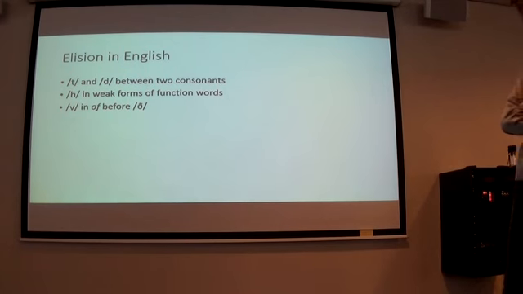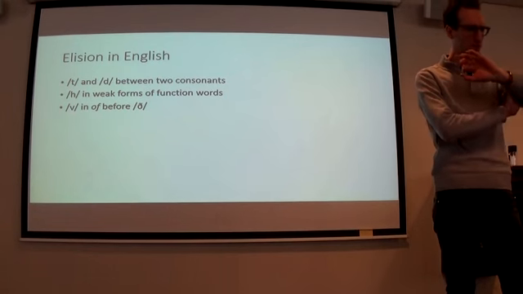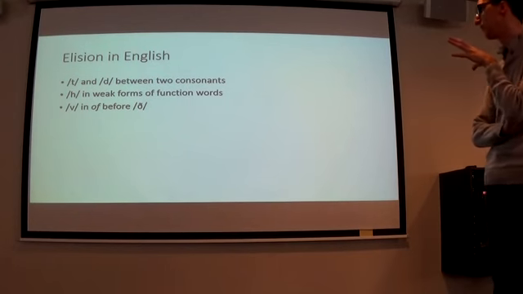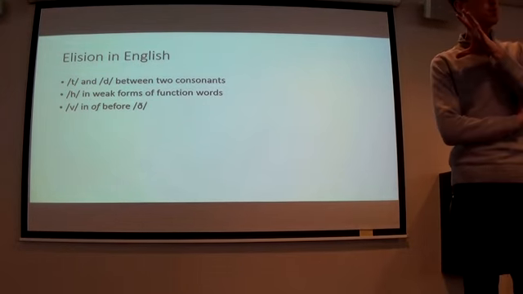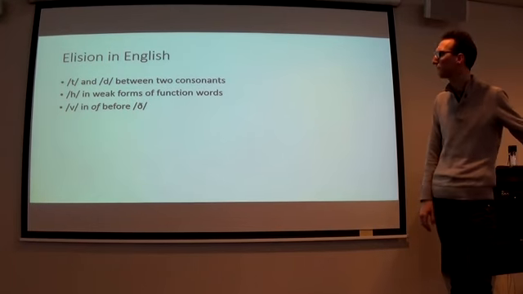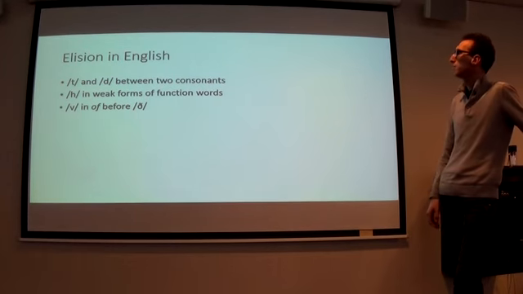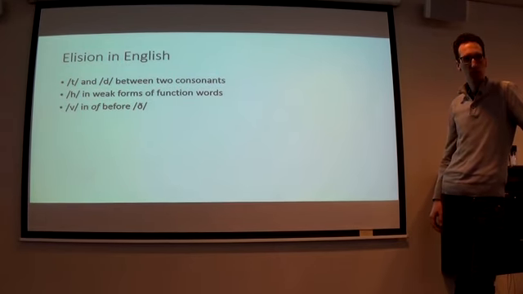Where does elision happen? These are the three most common examples. There are more, those are in the book. These are the three most important ones. Most frequently, it's the t and the d between two consonants.